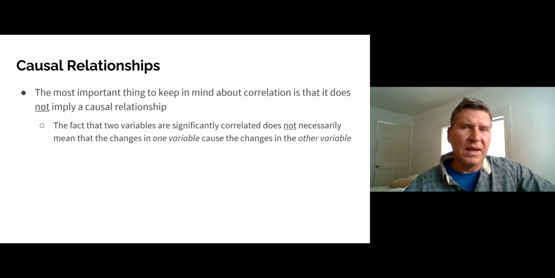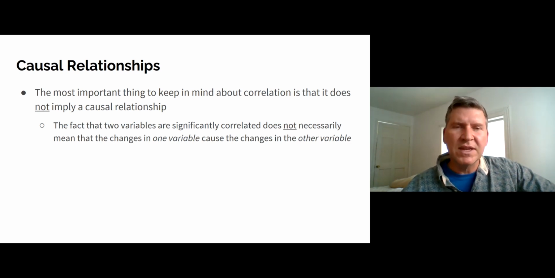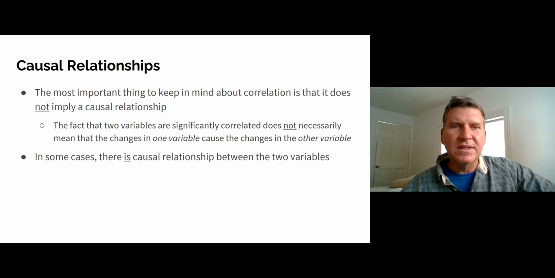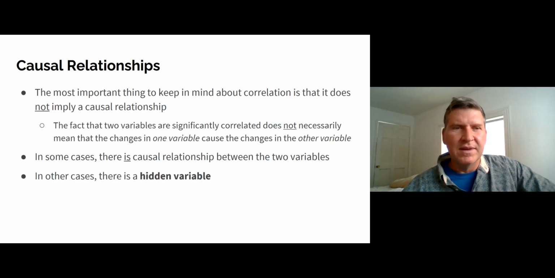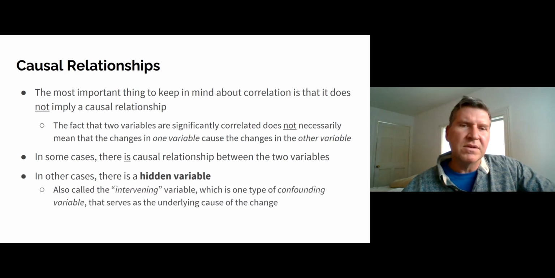Just because they're correlated does not necessarily mean the changes in one cause the changes in another. This is really important because a lot of people in their logic make the mistake that just because two things happen together, there's a cause-effect relationship when there's not. So sometimes there is a causal relationship between the two variables. In other cases, there's something called a hidden variable. So this is also called a confounding or intervening variable, which serves to give the underlying cause of the change.